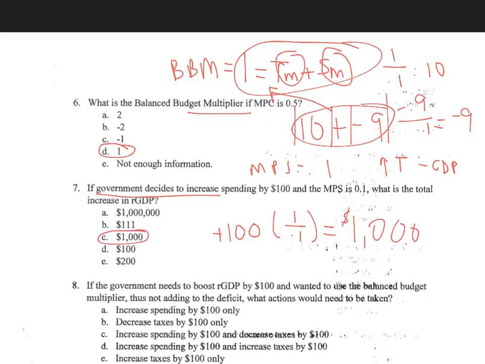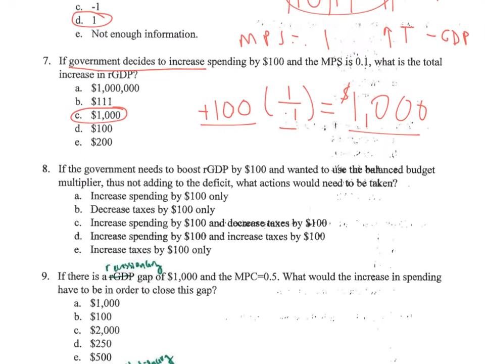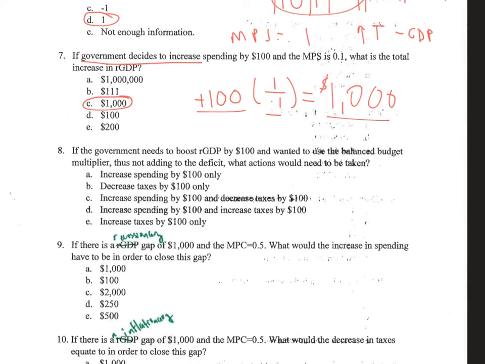Okay, so any new money spent, which is the $100 increase in spending, is going to be multiplied 10 times. So that is the equation we would use to figure out how much that is going to change GDP by. So in question number 8, we want to boost GDP by 100. So that's equal to the multiplier times the change in whatever that is. If this is the taxing multiplier, that's going to be the change in taxes. If it is the spending multiplier, then it's the change in spending.